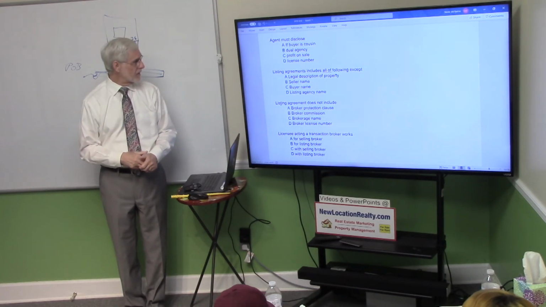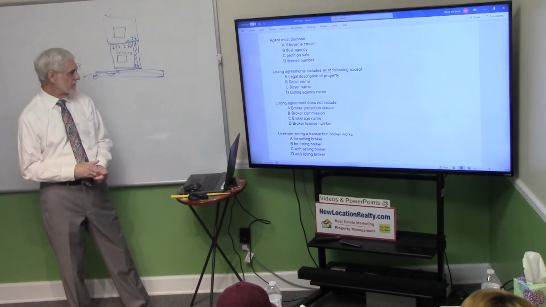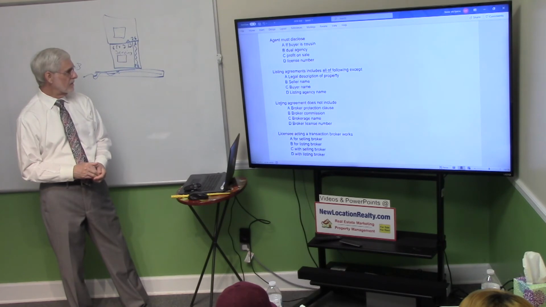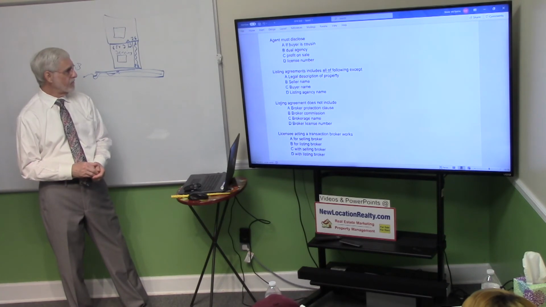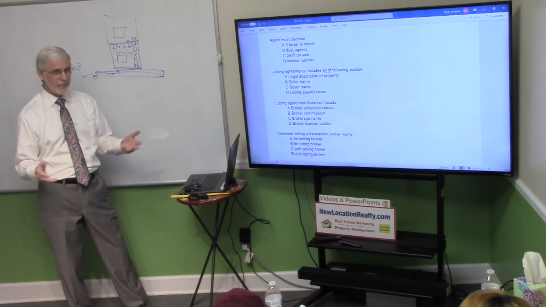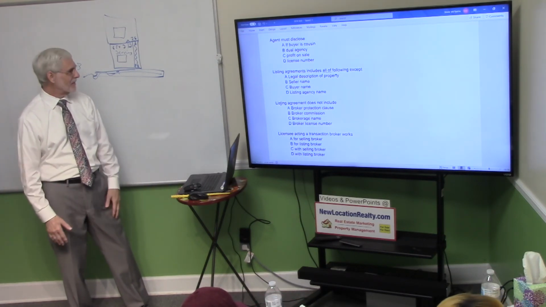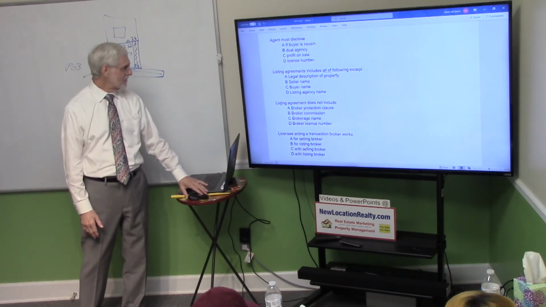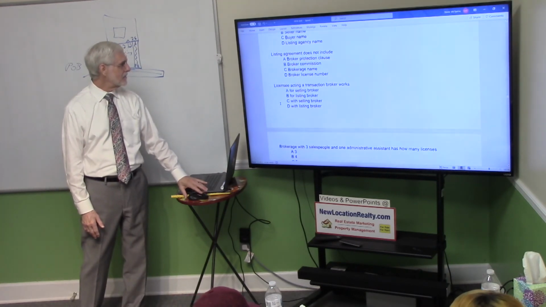Listing agreement includes all the following except: not the legal description of the property, it should include that. Not the buyer name. When you list the property, you don't know who the buyer is yet. Listing agreement does not include the buyer name.